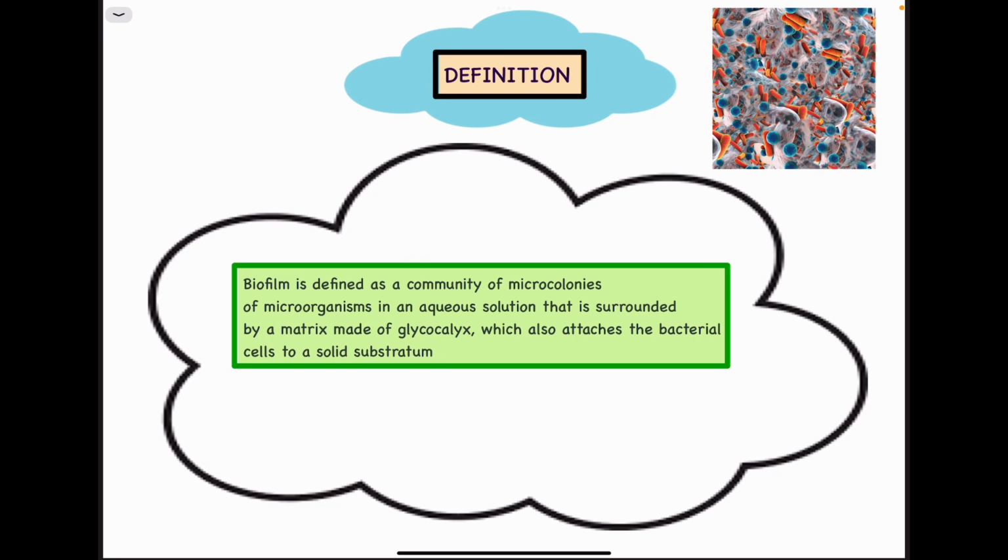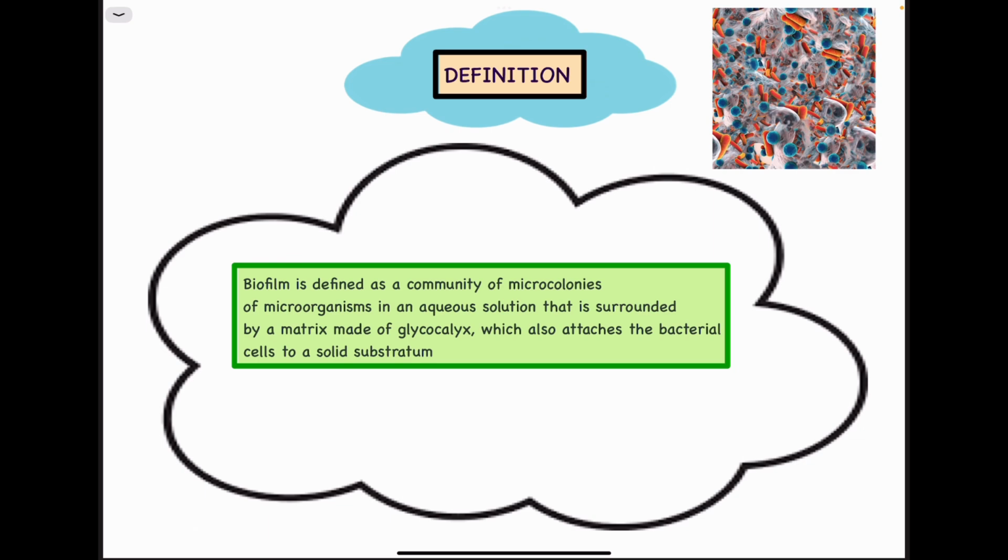Starting with the definition. A biofilm is defined as a community of microcolonies of microorganisms in an aqueous solution that is surrounded by a matrix made up of glycocalyx, which also attaches the bacterial cells to a solid substratum. So, biofilm is basically a community of microcolonies of various microorganisms, right? They are suspended in an aqueous solution, and all these colonies are surrounded by a matrix which is made up of glycocalyx, right? And this biofilm serves a very important feature.